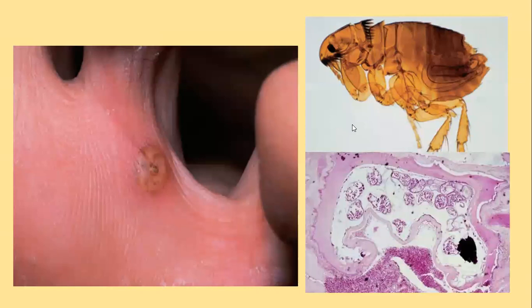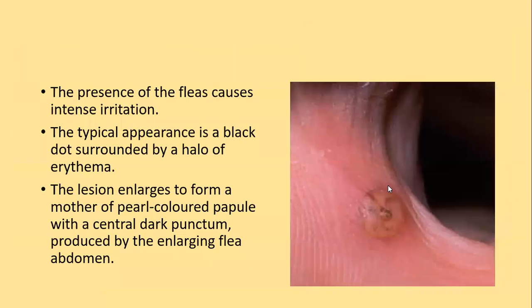So this is how a female flea clings to the skin and gradually enlarges, and the body of the flea contains several eggs. The presence of the flea causes intense irritation. The typical appearance is a black dot surmounted by a halo of erythema.